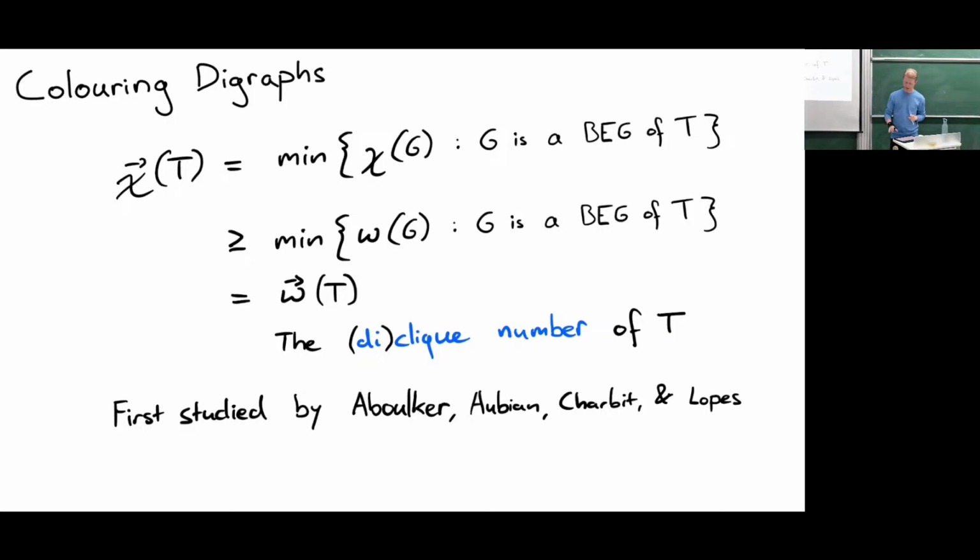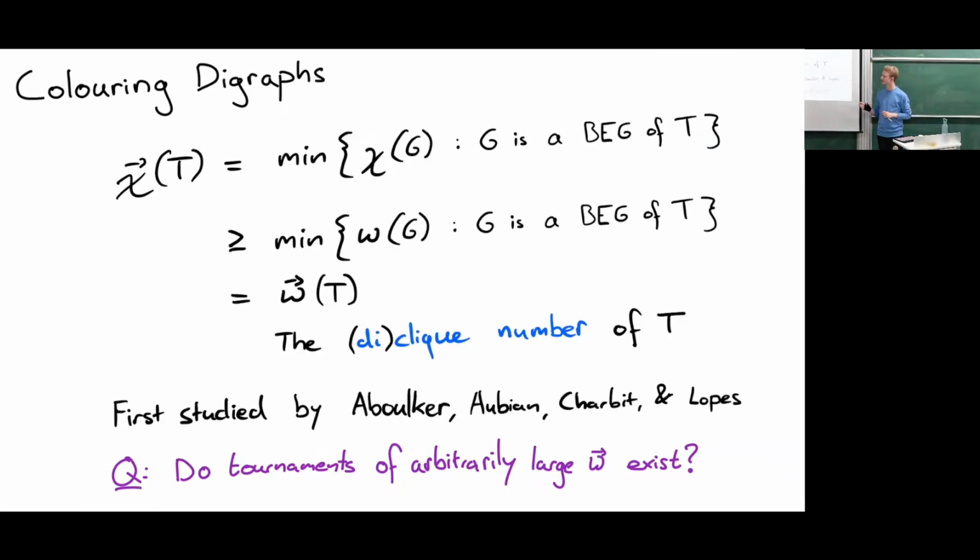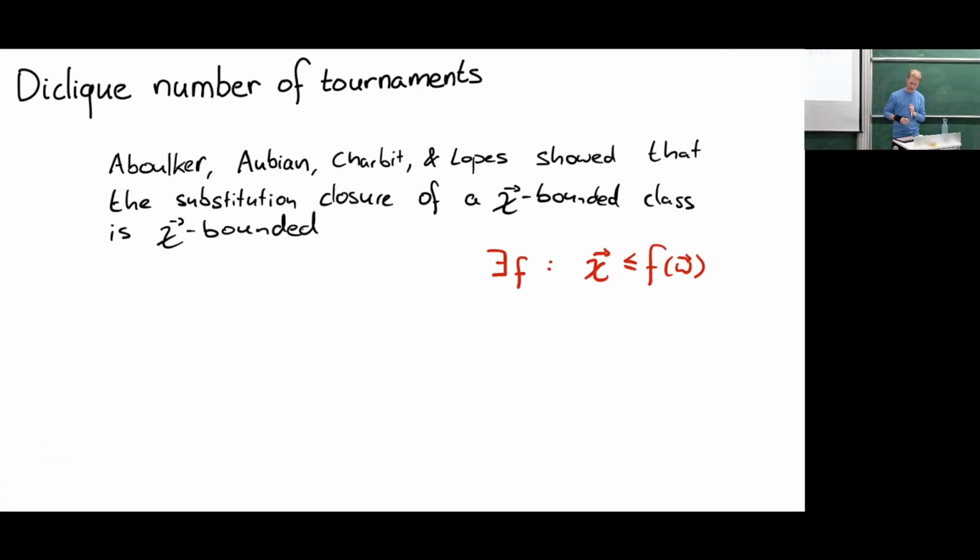So then the next natural question is, well, do there exist tournaments of arbitrarily large die-clique number? It's not immediately obvious because at least for dichromatic number we have this nice notion of partitioning into acyclic sets, so we have some idea of how to work with it, whereas for die-clique number the only definition really is in terms of these backedge graphs, and checking all backedge graphs for a large tournament is quite annoying to do. But it turns out that we can use another result from this paper.